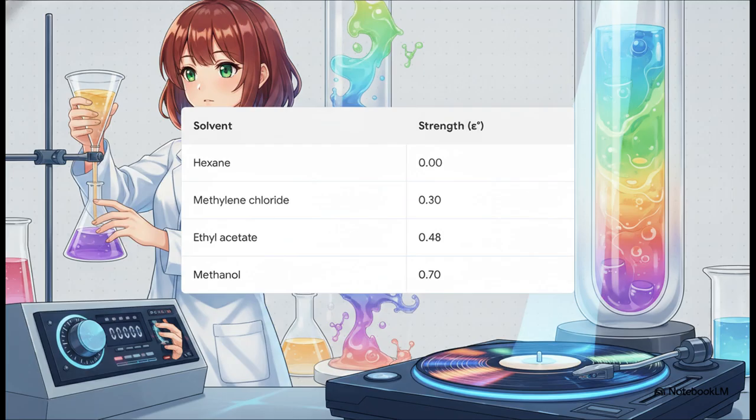A good chemist acts like a precision DJ here. They're observing the solvent gradient visualizations on their holographic lab displays, starting with a very low solvent strength and slowly turning up the dial, adding a solvent with greater strength until that perfect, incredibly precise separation happens.